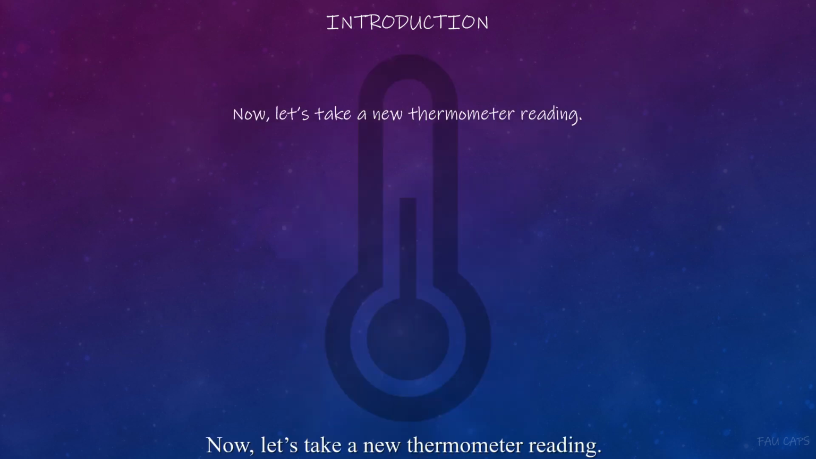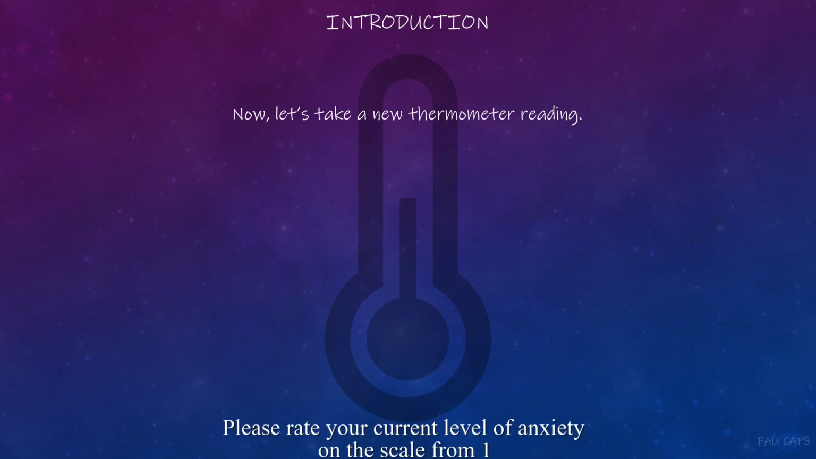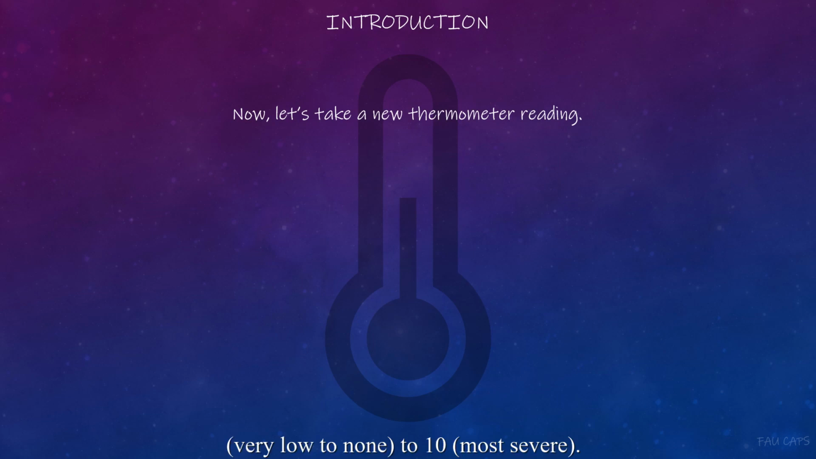Okay, now let's take a new thermometer reading. Please rate your current level of anxiety on the scale from 1, very low to none, to 10, most severe. Did you notice a shift in your number?